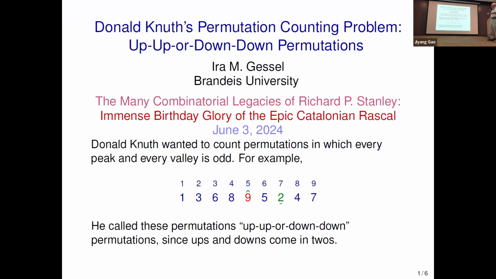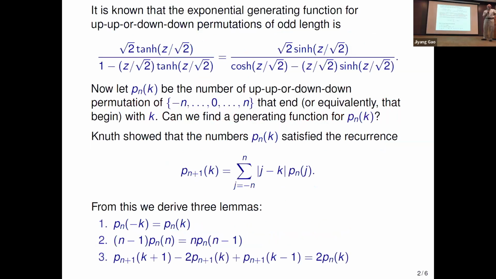So Don wanted to count permutations in which every peak and every valley is odd. The peaks are the positions where the preceding and succeeding numbers are smaller. So 9 is bigger than the 8 and the 5. It's in the 5th position, so that is a peak, and 7 is a valley. The number in the 7th position is less than the previous one. So Don also called these up-down permutations, because they always go up in every odd position, and in every even position, you're either going up or down.